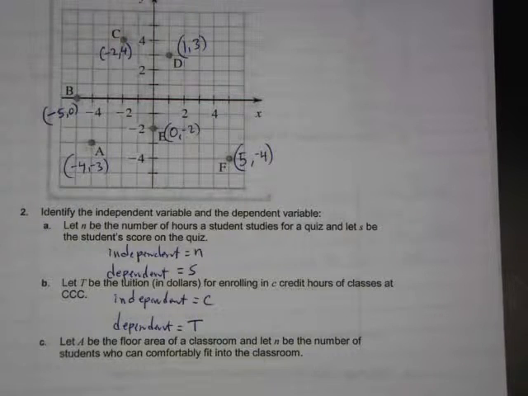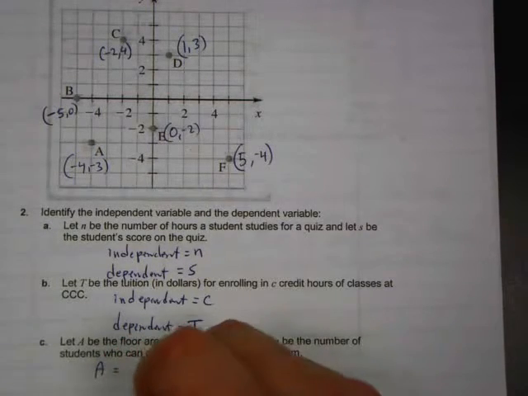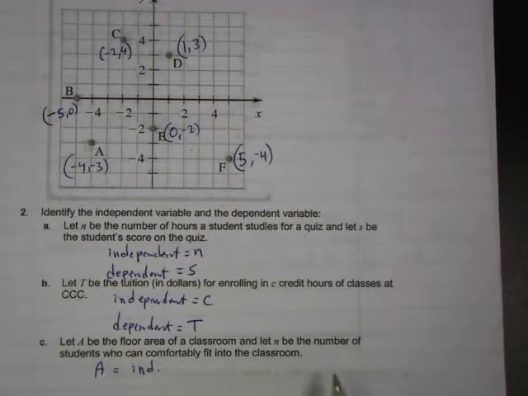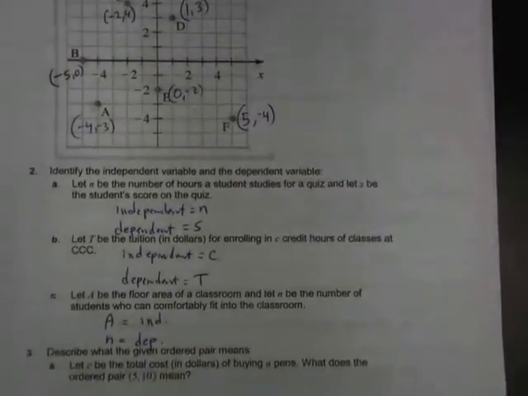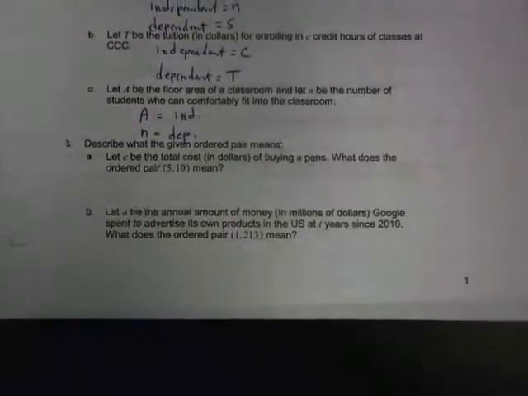How many students can fit in this room? Is there a fire code thing around somewhere? I don't see one. So I don't know. Anyway, I think in this one, A is independent and N is dependent. Not your car?